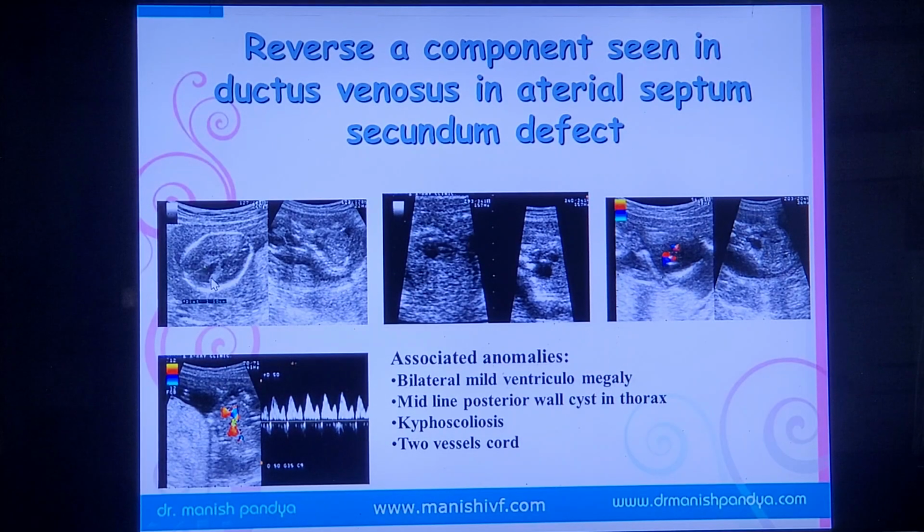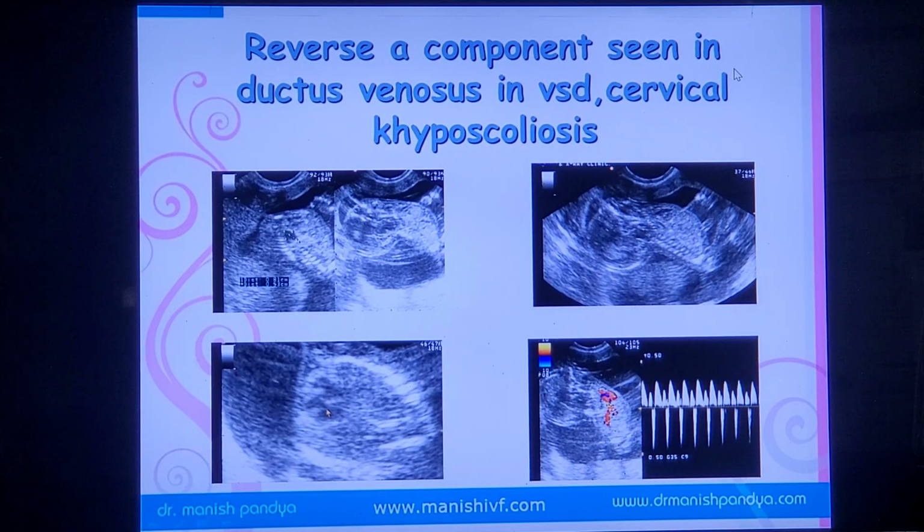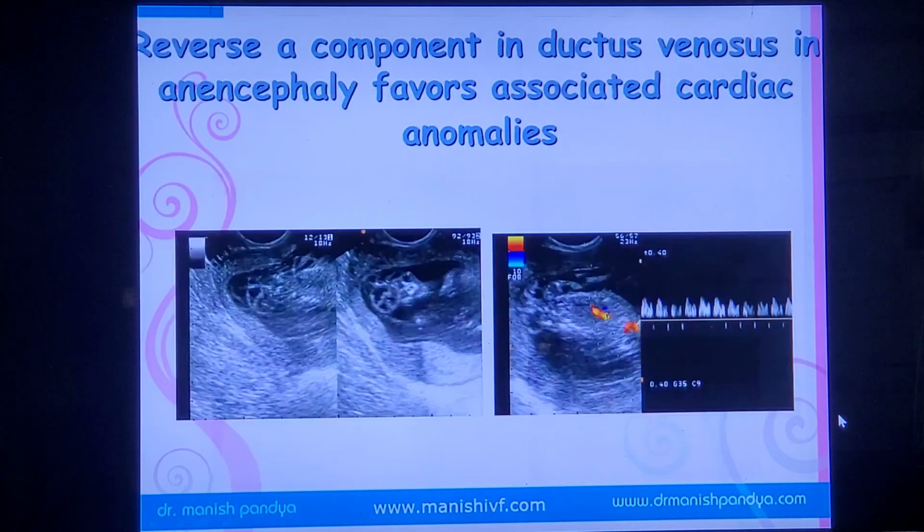Okay, so it is a mild ventriculomegaly with posterior wall cyst in the thorax. There is in thorax a posterior wall cyst. You can see spine, there is kyphoscoliosis. There is 2 vessel cord and there is abnormality in the ductus venosus. So in early gestation you can see that these things are there. Reverse component seen in ductus venosus in VSD, cervical kyphoscoliosis. You can see there is cervical kyphoscoliosis. Very deep A wave. This is abnormal. Reversal flow in the ductus venosus.